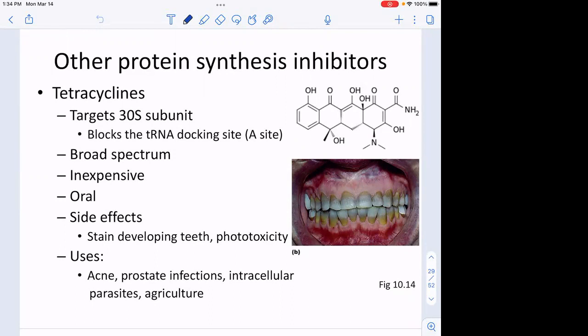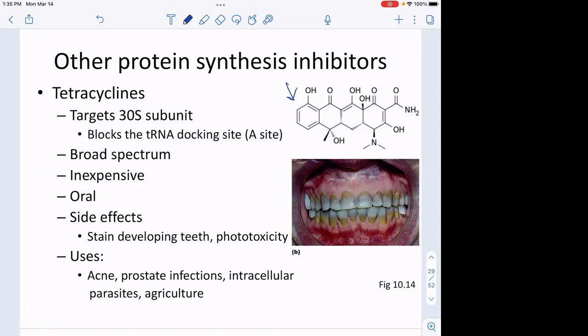Okay, so streptomycin was an example of an aminoglycoside. There are other protein synthesis inhibitors. The tetracyclines are another big group that target the small subunit of the bacterial ribosome. Tetracycline, when you look at the structure here, 4 rings, tetracycline. Wow, that makes sense. Okay.